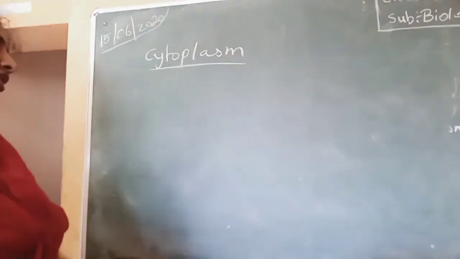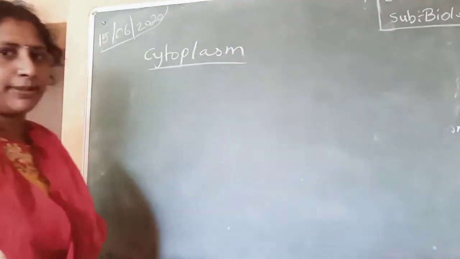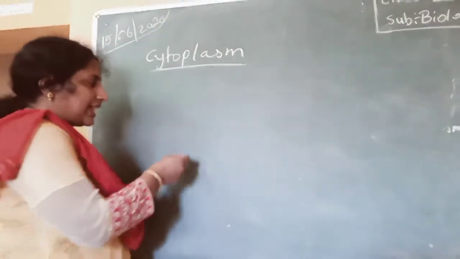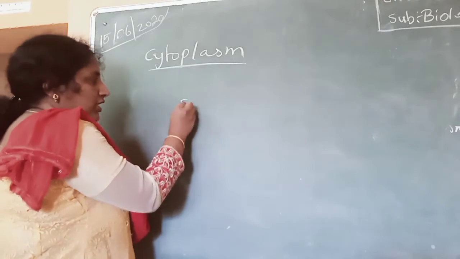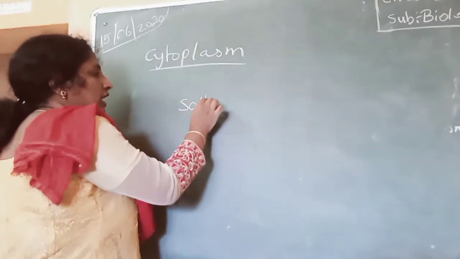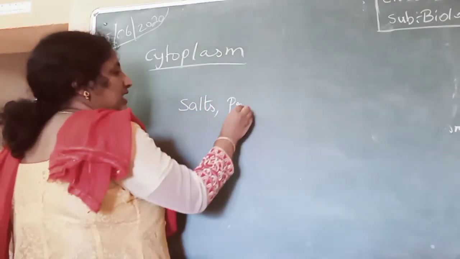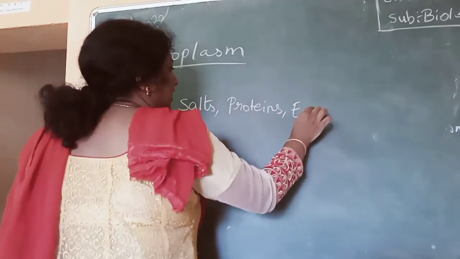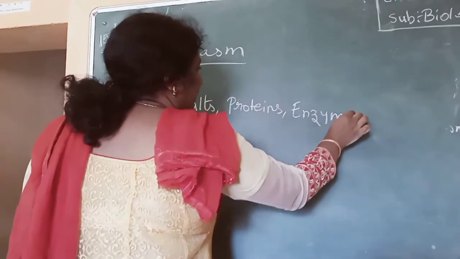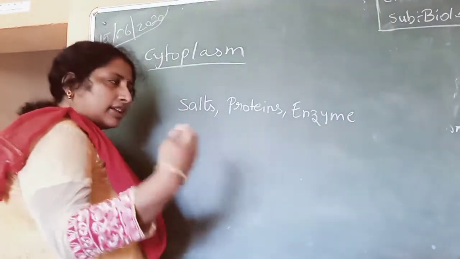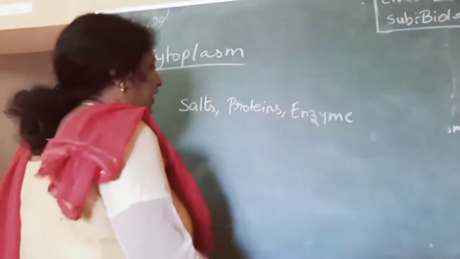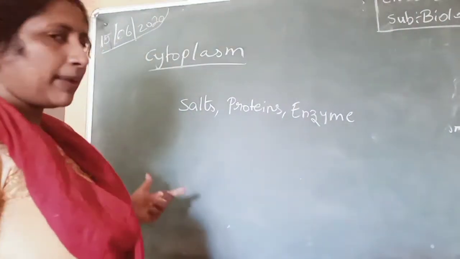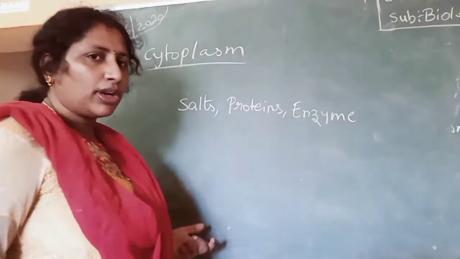Okay. So the cytoplasm is fluid which is present inside the cell. Now, what is present inside the cytoplasm? Several salts are present. Several proteins are present. Several enzymes are present. Enzymes are nothing but a type of protein which are involved in various chemical reactions.